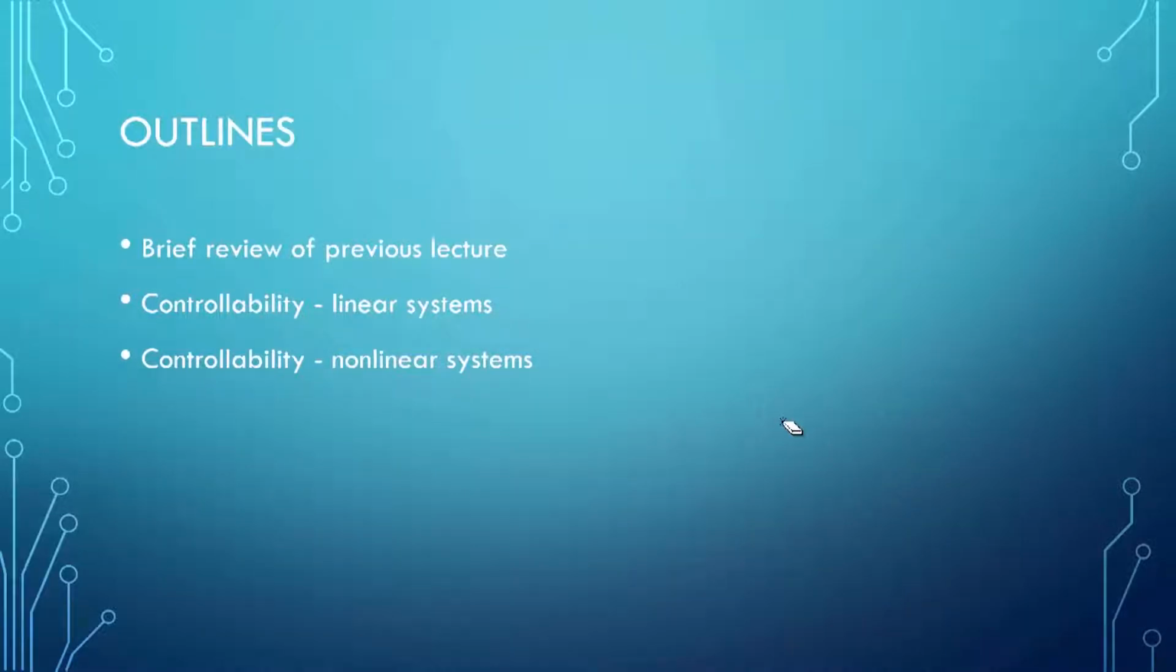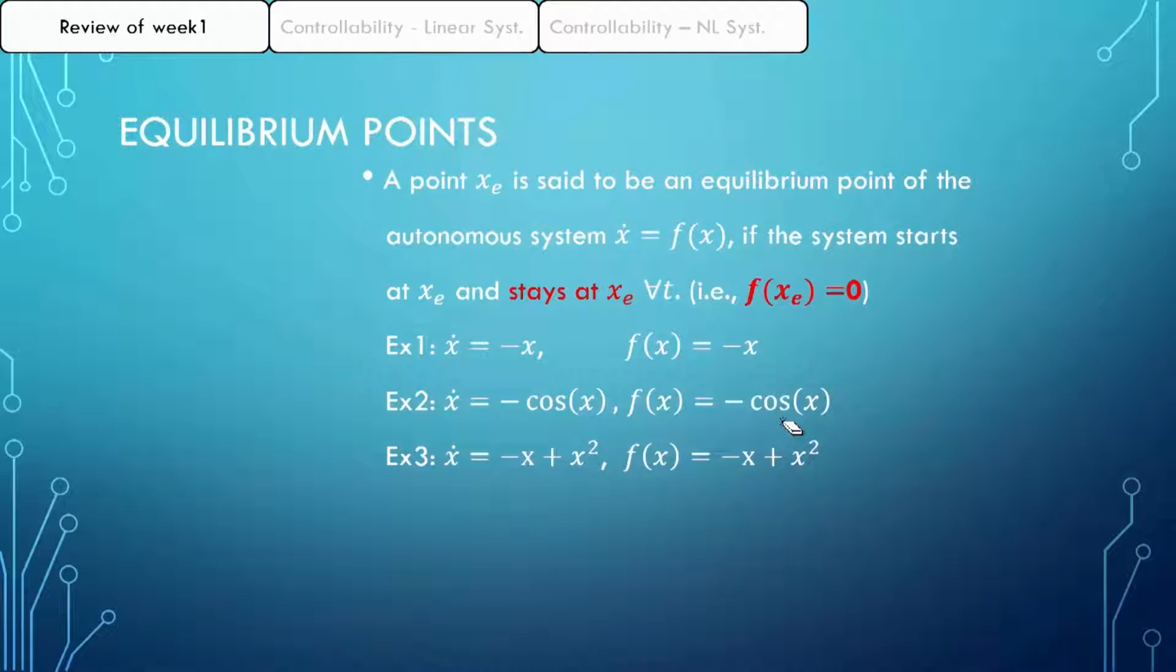Today I will give you a brief review of previous lectures, and then we'll cover controllability in linear systems and nonlinear systems. They use different approaches because of the dynamics. Last time I introduced the equilibrium point. The difference between linear and nonlinear systems is that a linear system has only one single equilibrium point, but a nonlinear system might have multiple equilibrium points.